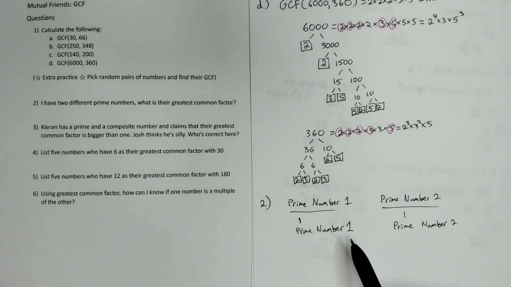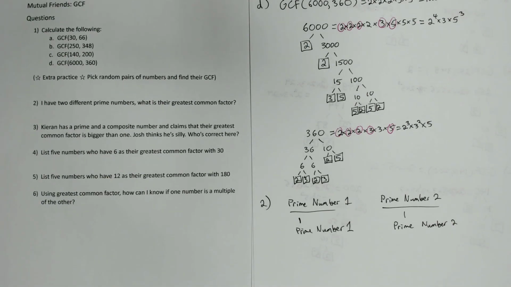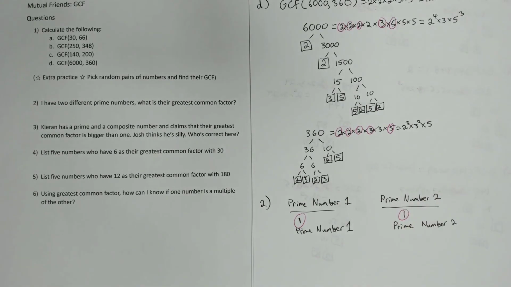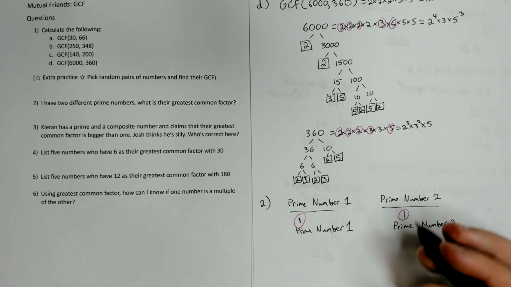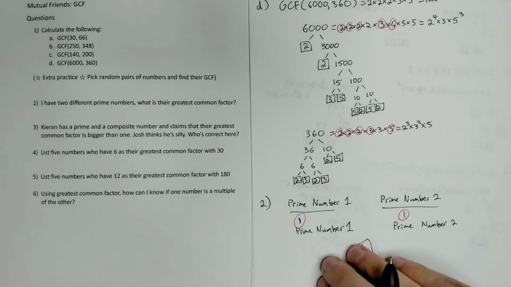All right, so since prime number 1 and prime number 2 have to be different, right? It says that in the problem. What's the only common factor here? Well, it's just 1. So the common factor between these 2 prime numbers is exactly going to be 1. So their greatest common factor is 1. That's the answer. All right, so that wasn't too bad. Let's go on to number 3.